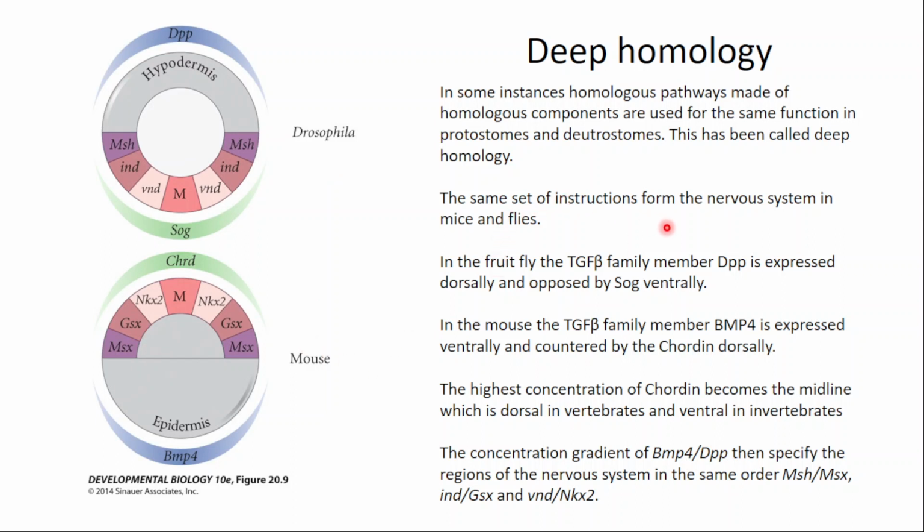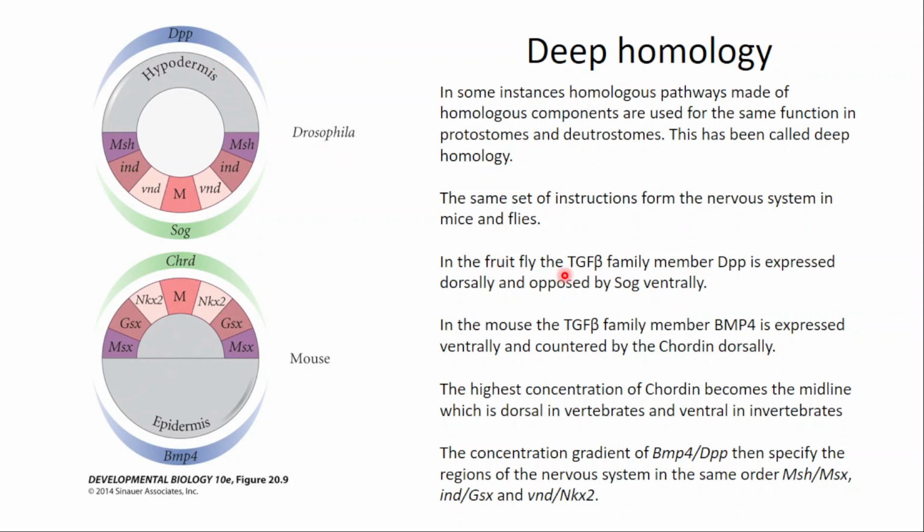The same set of instructions form the nervous system in mice and flies. Here is an example, the nervous system example. Here we have a protein called DPP, which has a homologous protein in mouse called BMP. BMP and DPP share homology. DPP in Drosophila, BMP in mouse. Chordin, on the other hand, specifies the inhibitor of BMP, whereas we have SOG as the inhibitor of DPP here in Drosophila.